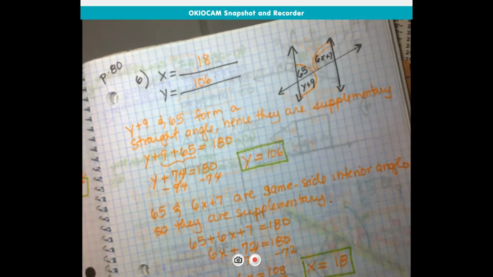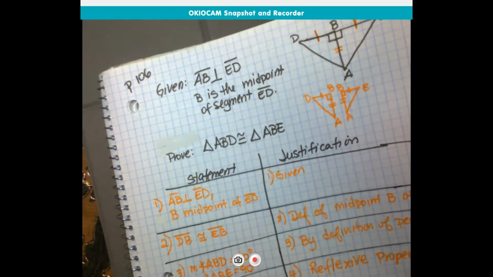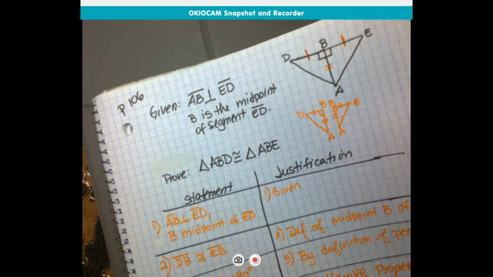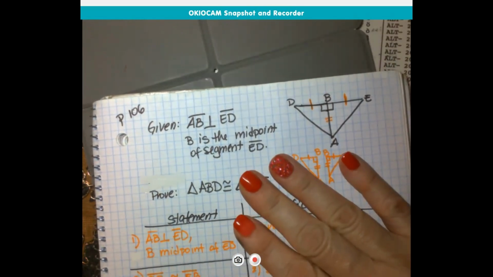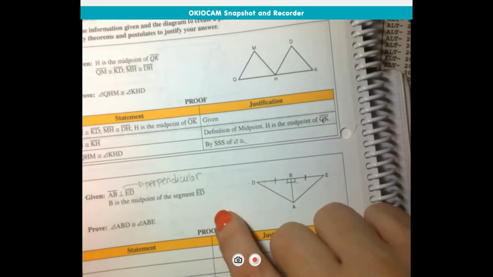Okay, let me see this one. This one is like number 1. So for example, this is number 1. I gave you an example right here, right? But this is this one, number 1.